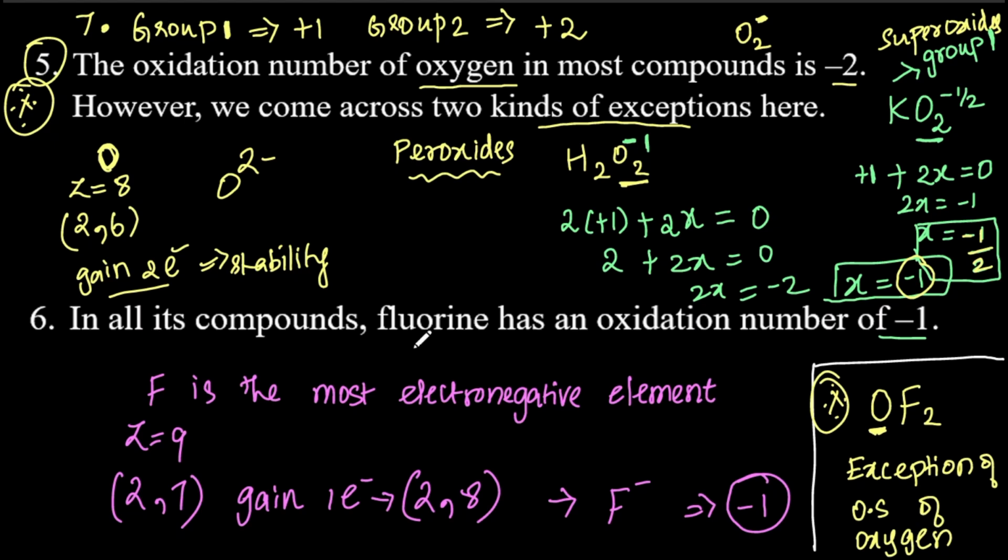Then in all compounds, fluorine has the oxidation number of minus 1. Then I gave you one homework. Find the oxidation state of oxygen in this compound and tell me in the comments. Then the oxidation state of group 1 elements is plus 1 and for group 2 elements, it is always plus 2. I hope you understood up to this.